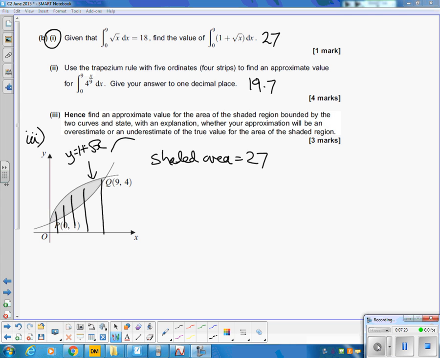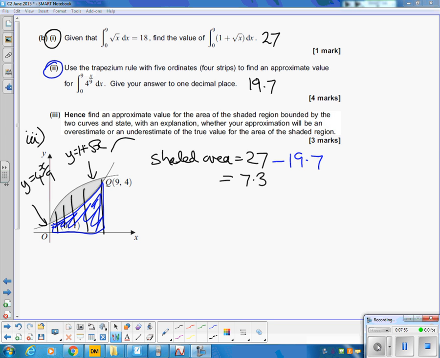Now the bottom curve is the curve y equals 4x over 9. And in part 2, we worked out that the area under that curve there, so this area here, is 19.7. So if I take that away from the answer for the top curve, we're going to get an approximate for the shaded area, which is going to give us 7.3. So that's the first part.